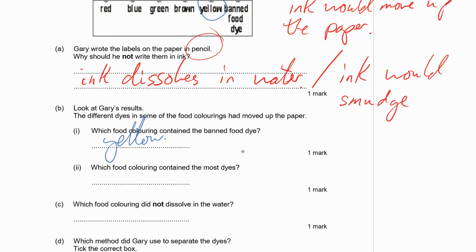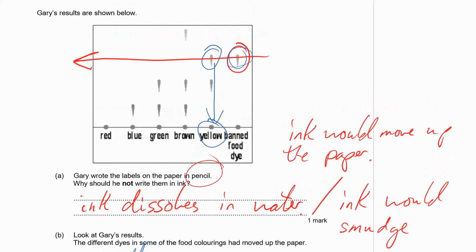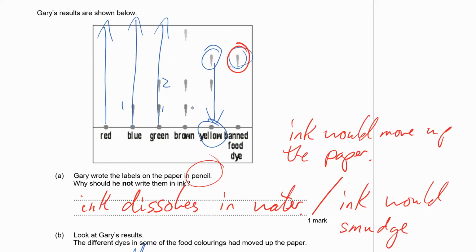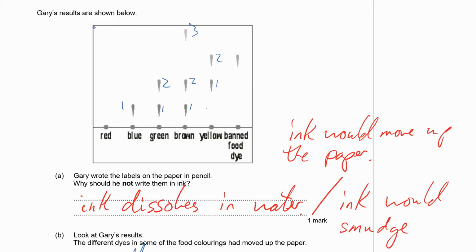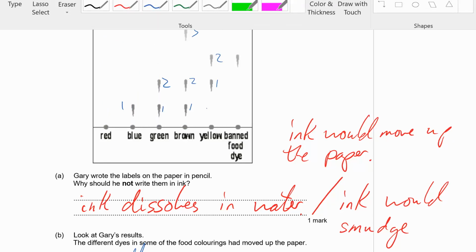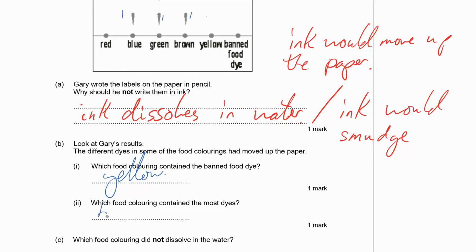Which food colouring contained the most dyes? So we're looking for the most dots. Well, blue has 1 dot, green has 2 dots, brown, because remember they run this way, brown has 1, 2, 3, and yellow has 1, 2. So clearly brown is the winner. So your next answer is brown.